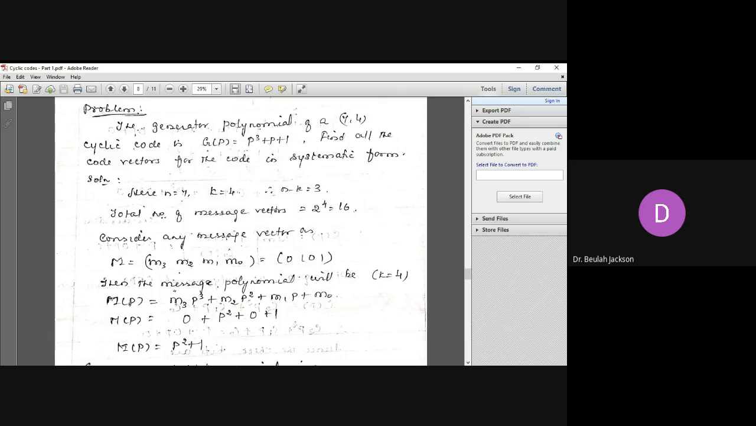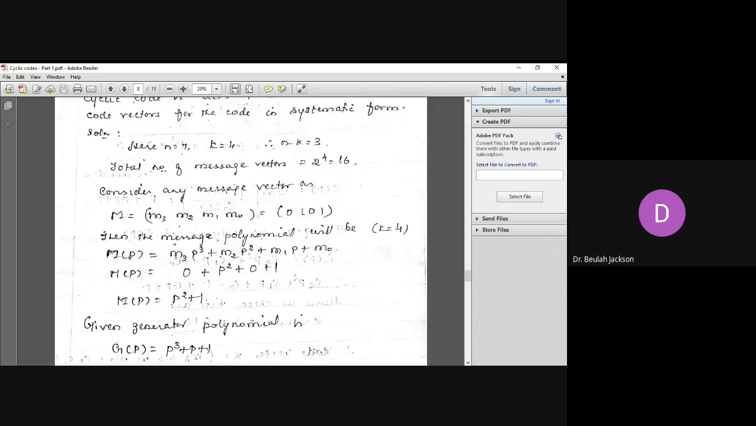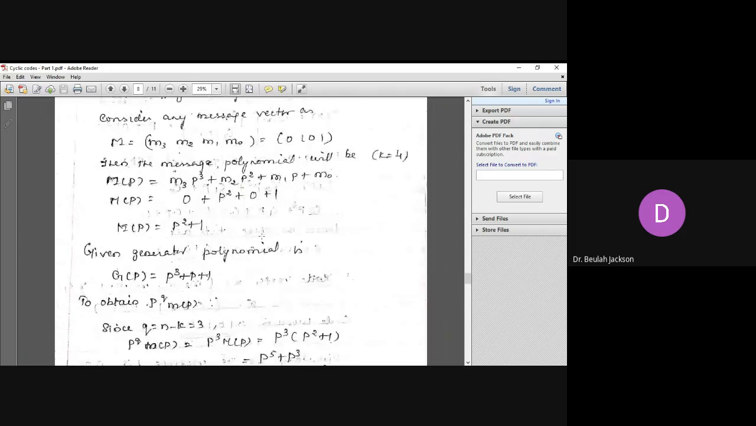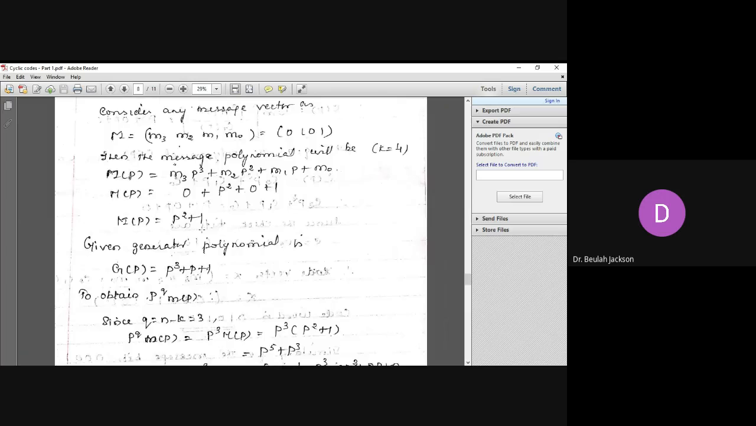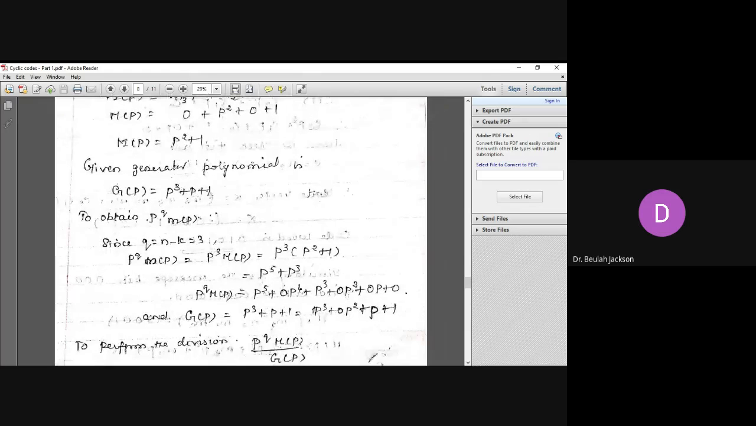So the total number of message vectors is equal to 2 to the power 4, which is 16. Consider any message vector. The same thing, we'll just take 0, 1, 0, 1. Now write this m of p. That is nothing but p square plus 1. Then the given polynomial is g of p is p cube plus p plus 1. Now to obtain p to the power q into m of p, q is equal to n minus k, which is 3. So p to the power 3 into m of p.